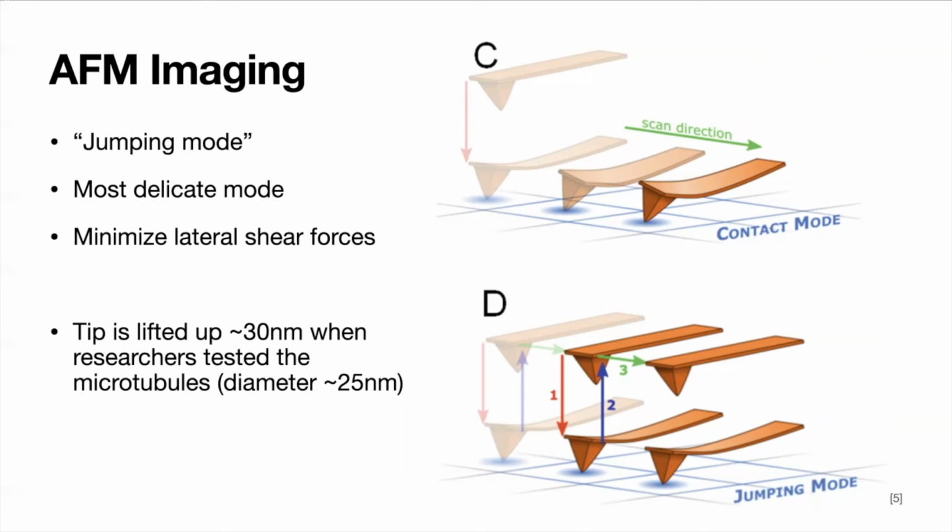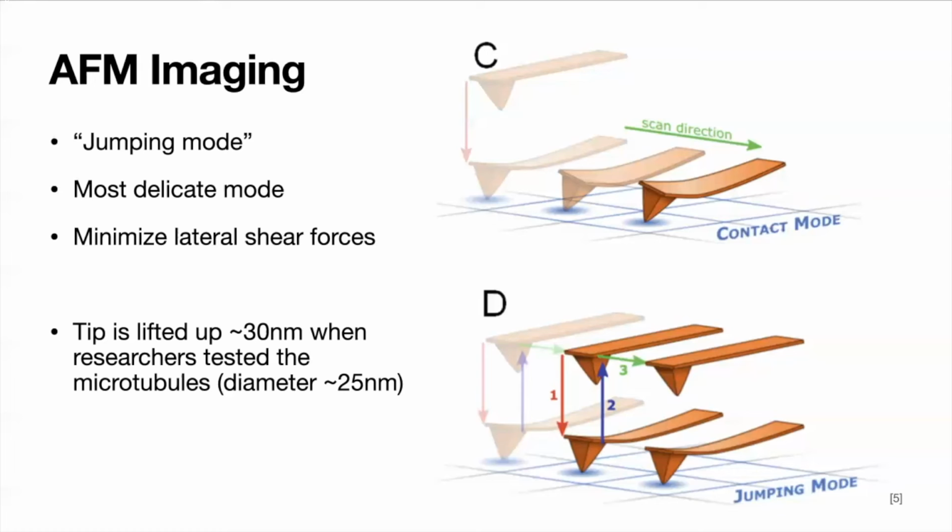In other words, if you look at the figure, the top one is what we usually do. We drag along the sample and do the scanning. Jumping mode is the bottom figure, where we lower down the tip, do the indentation, lift up the tip so that it stays above the surface, and then move forward to another point. In this manner, lateral shear forces on the specimen are minimized.